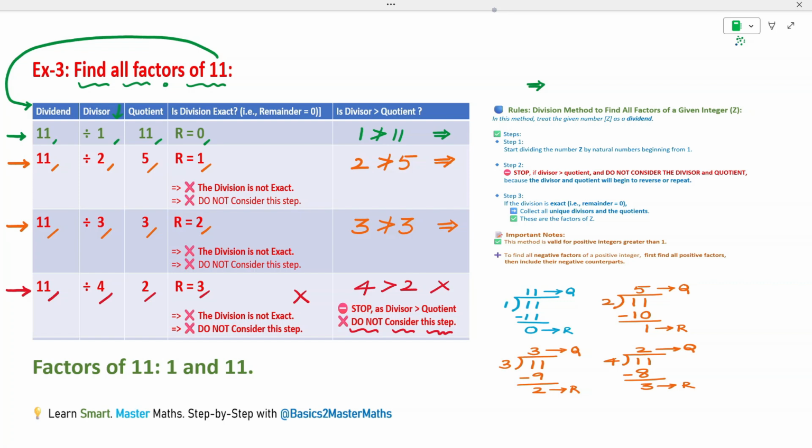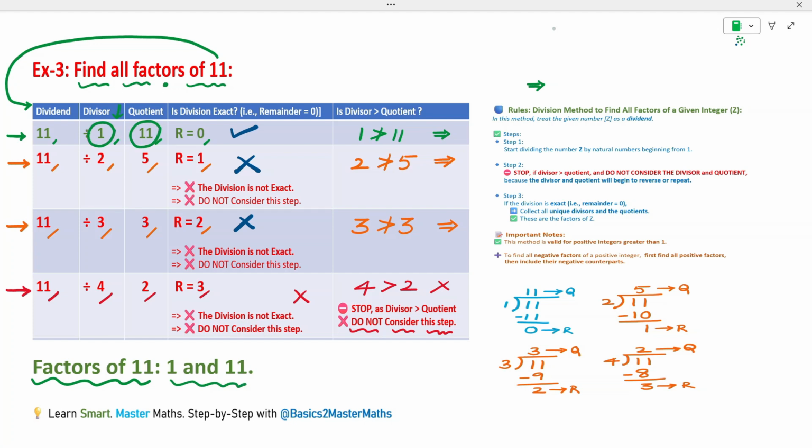Now, observe the division is exact in the first step, but it is not exact in the second and third step. Therefore, factors of 11 are 1 and 11.